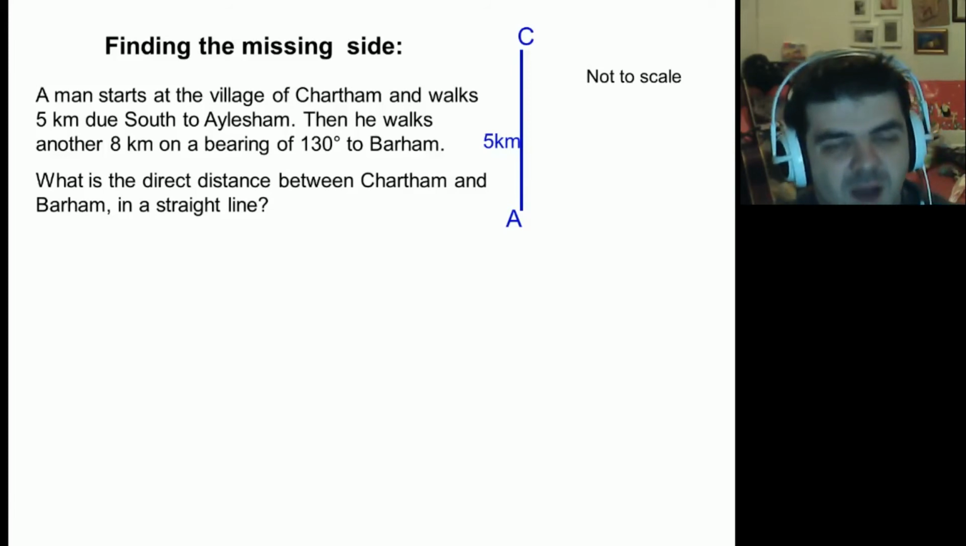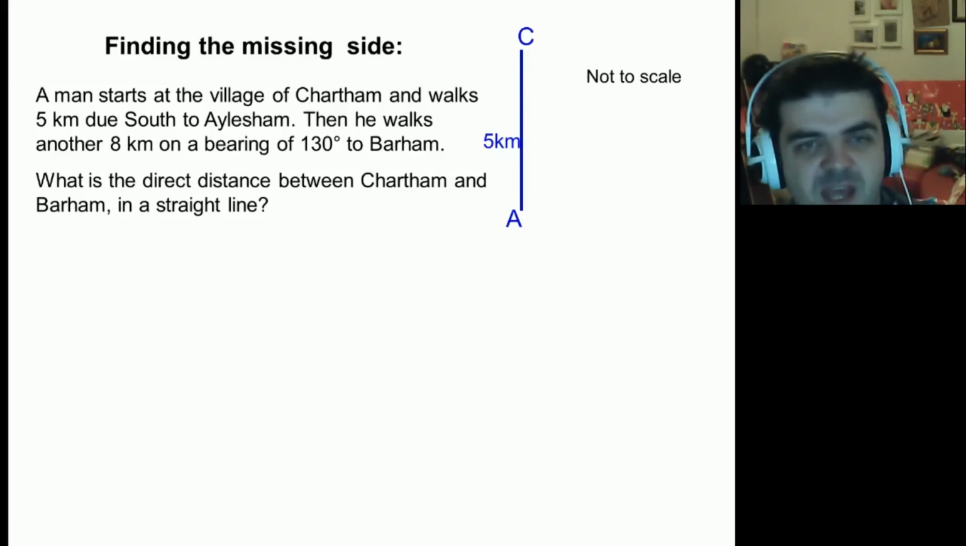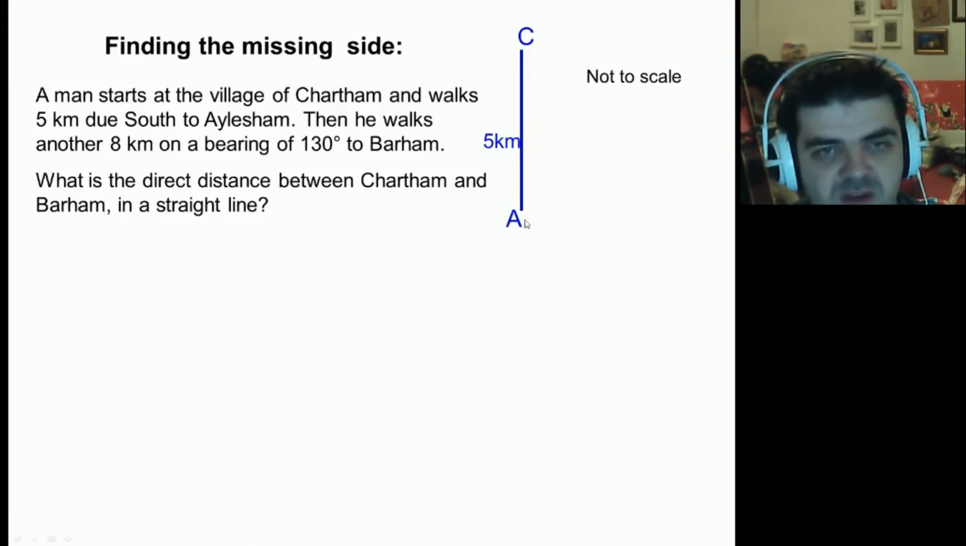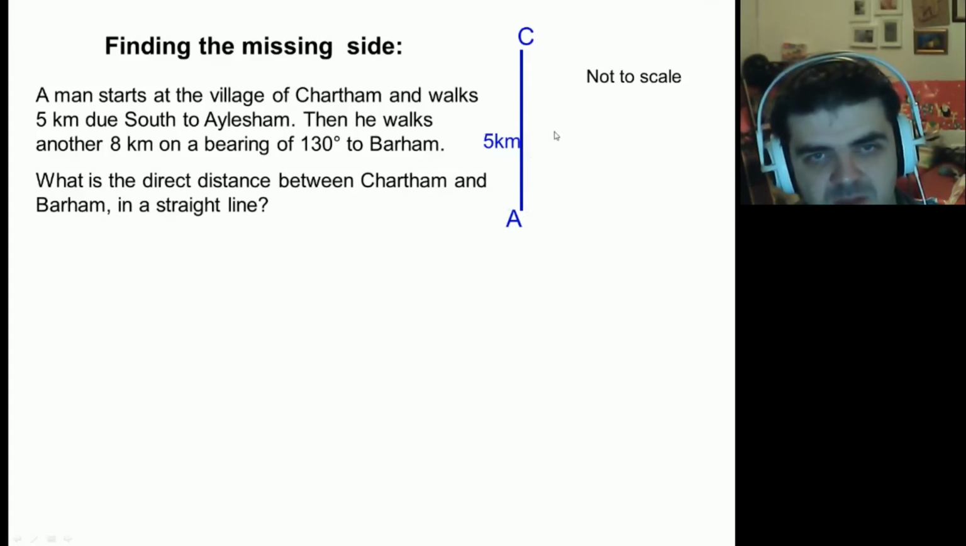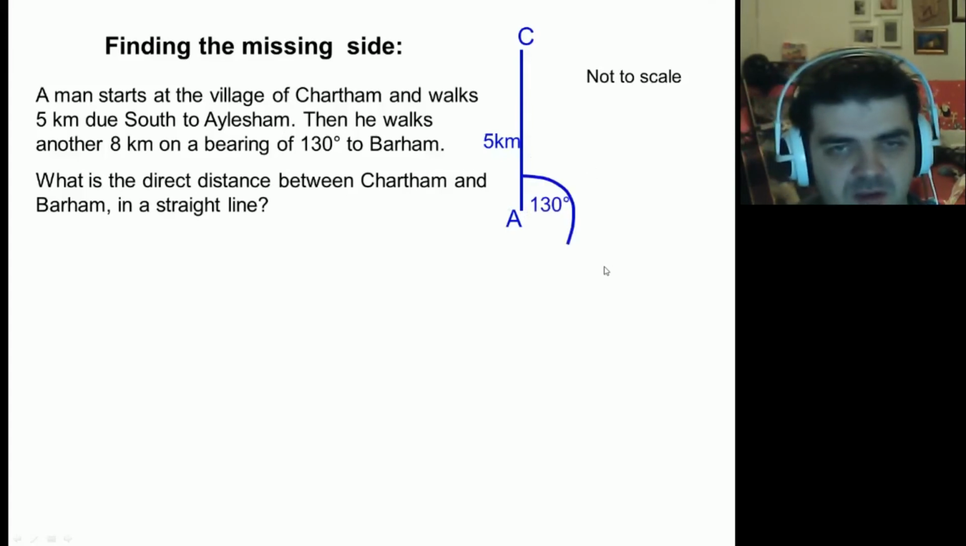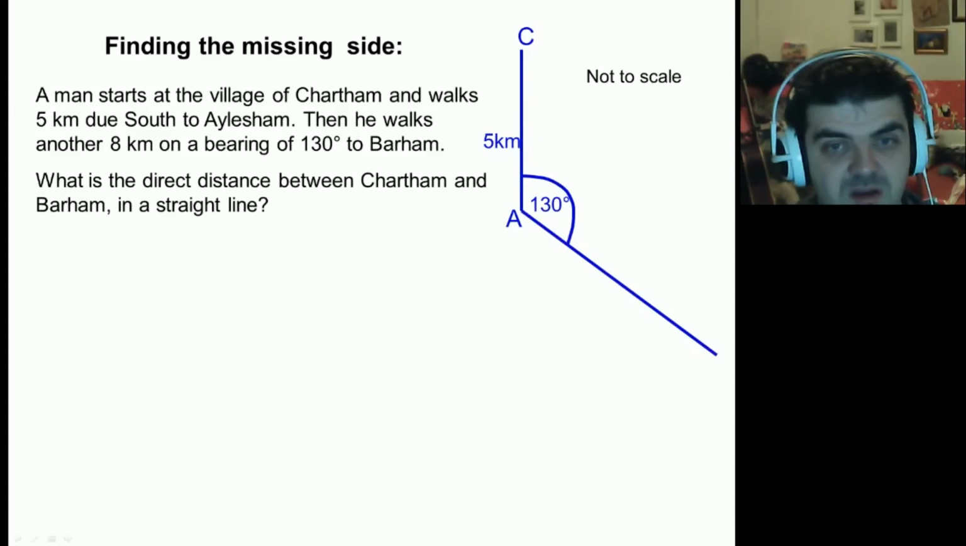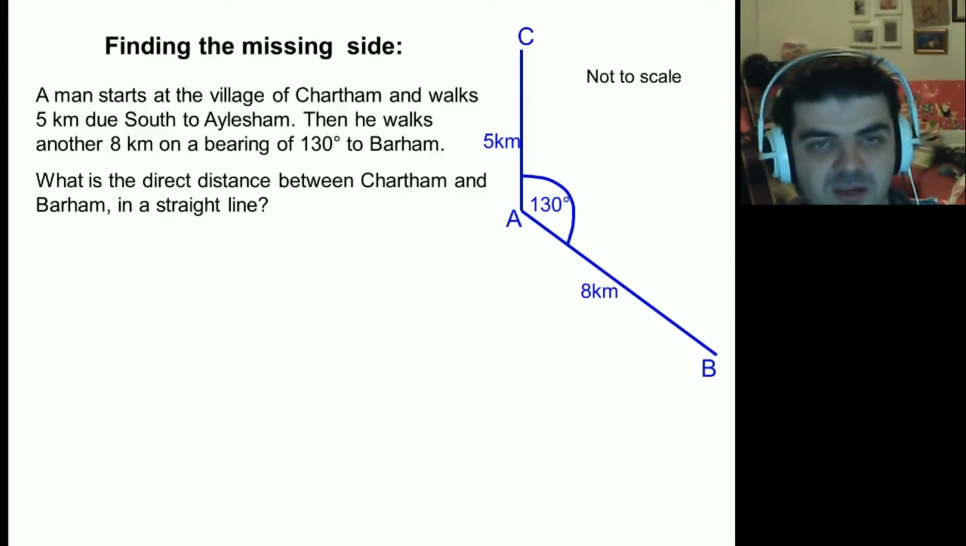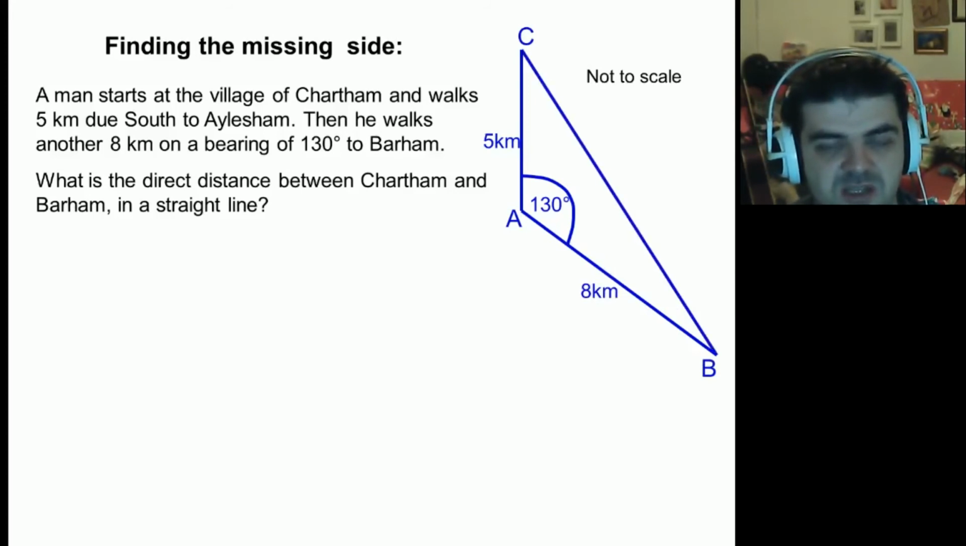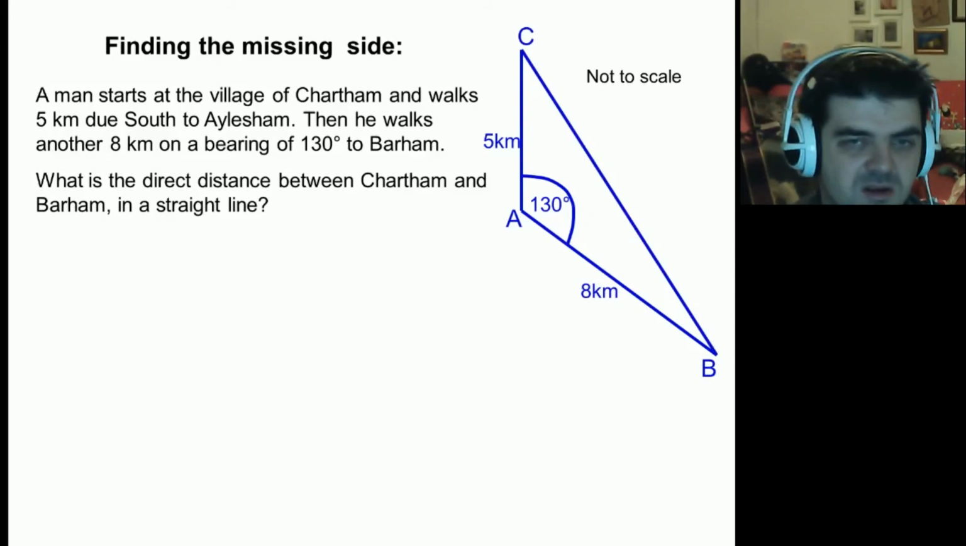I have a really lovely PowerPoint that walks you through bearings. But bearings are just the angles measured from north in a clockwise direction. So that would be your starting point, and we're going to measure a 130-degree angle round like that. And that's going to be 8 kilometres long, and that'll be to Barham, which is B. And to complete a triangle, we'll just join the other sides. And there is our triangle.